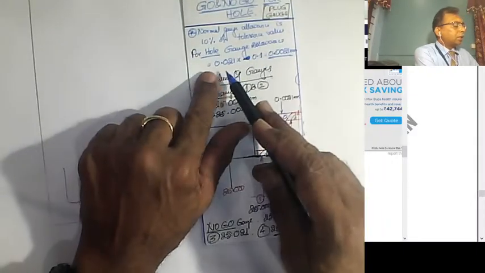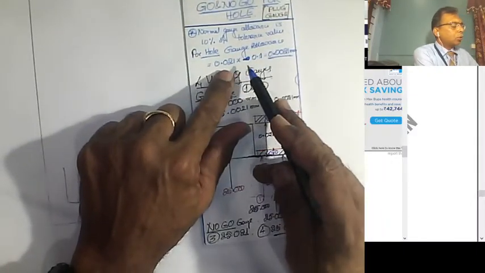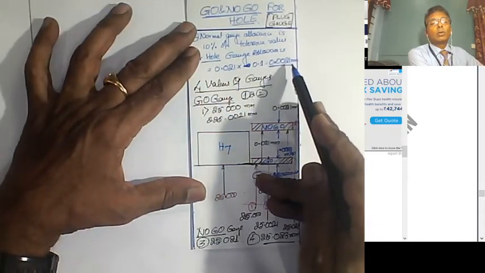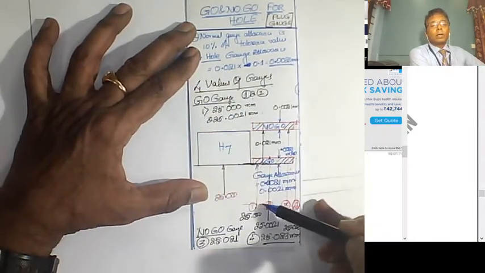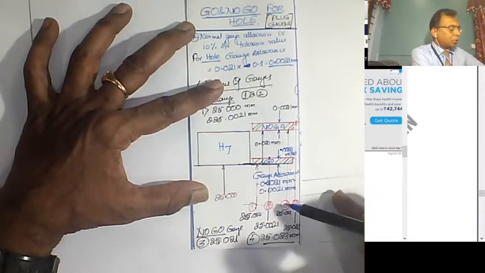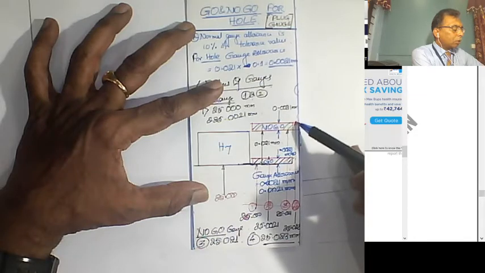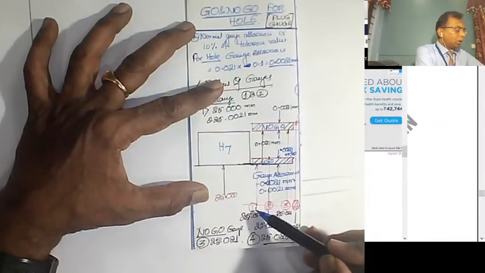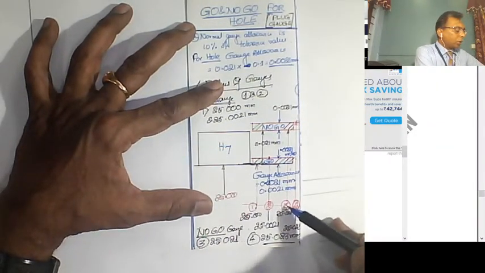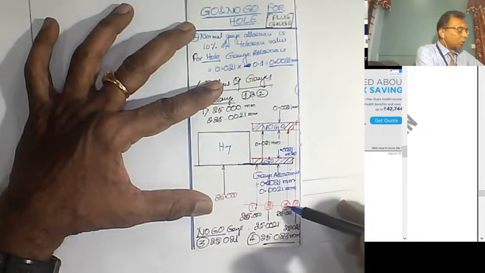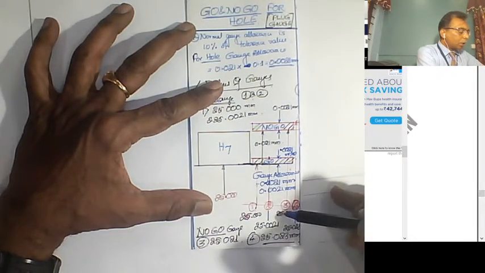For the hole, the gauge allowance is 0.021 into 10%, that is 0.0021. Okay, four values. Just identify 1, 2, 3, 4. Of these, 1 and 3 are already known: 25 and 25.021.